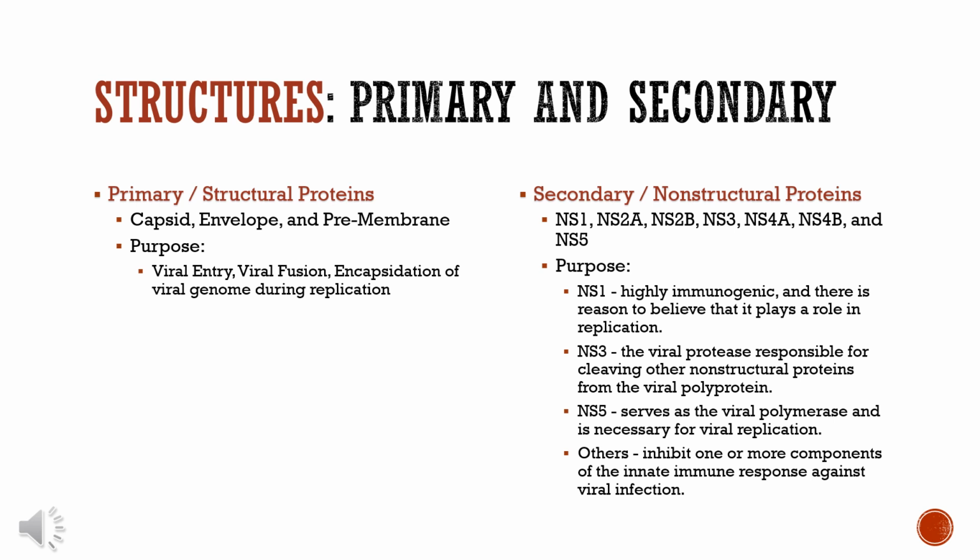The purpose of NS1 is that it's highly immunogenic, and there is reason to believe that it plays a role in replication. NS3 is the viral protease responsible for cleaving other non-structural proteins from the viral polyprotein. NS5 serves as the viral polymerase and is necessary for viral replication. All of the others inhibit one or more components of the innate immune response against viral infection.